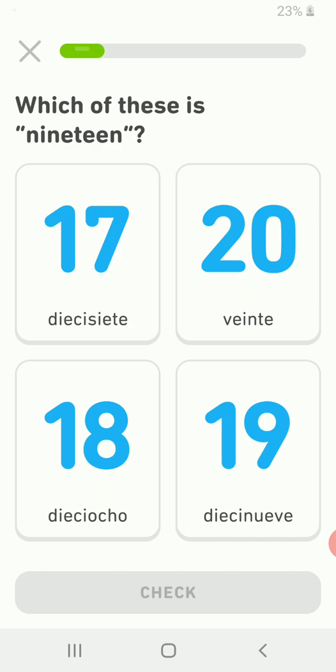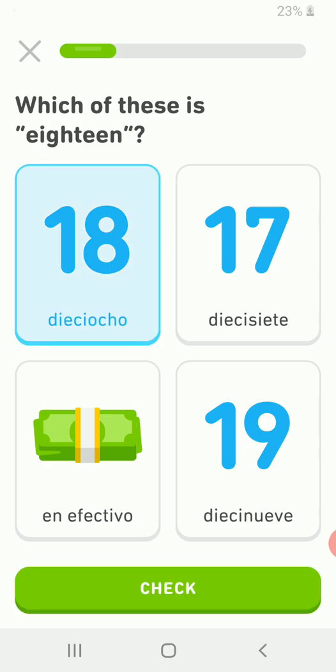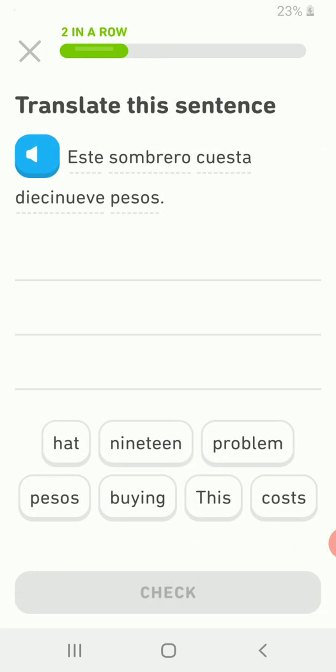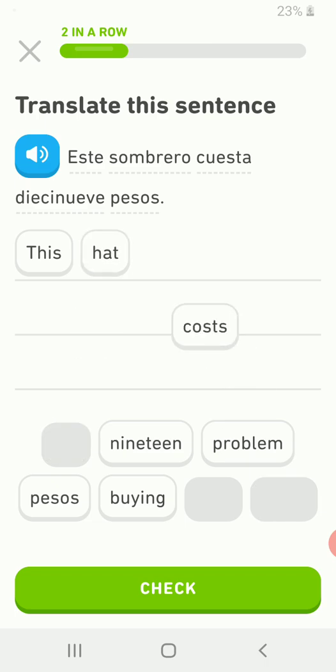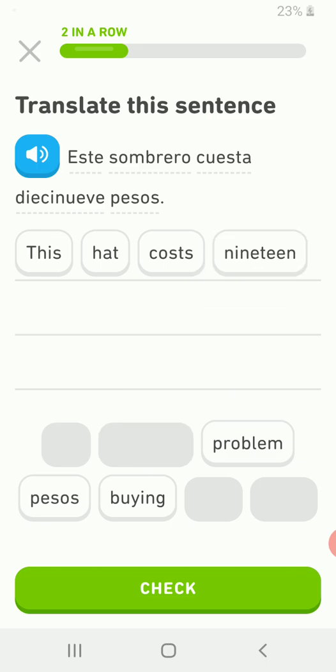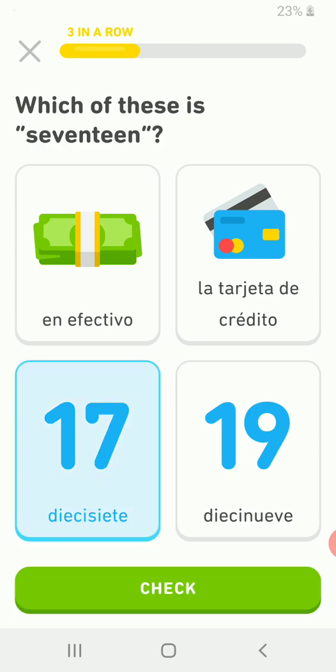Which of these is 19? 19. And which of these is 18? 18. And este sombrero cuesta 19 pesos. This hat costs 19 pesos. And which of these is 17? 17.